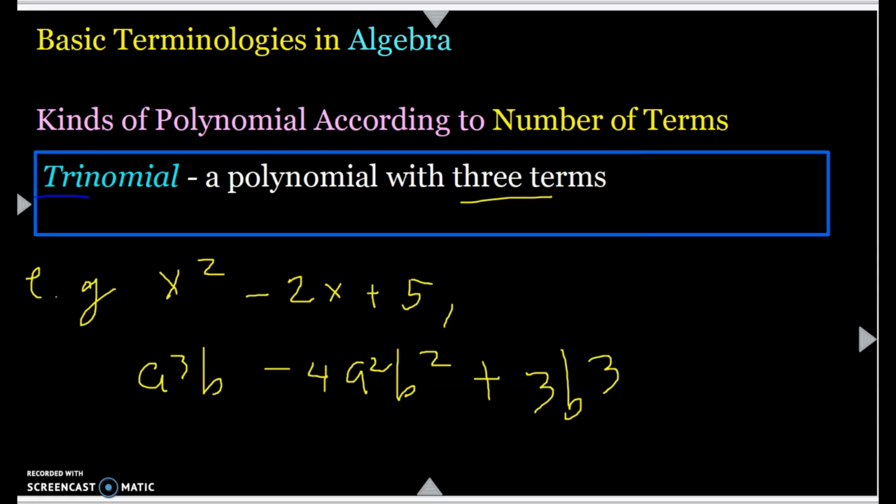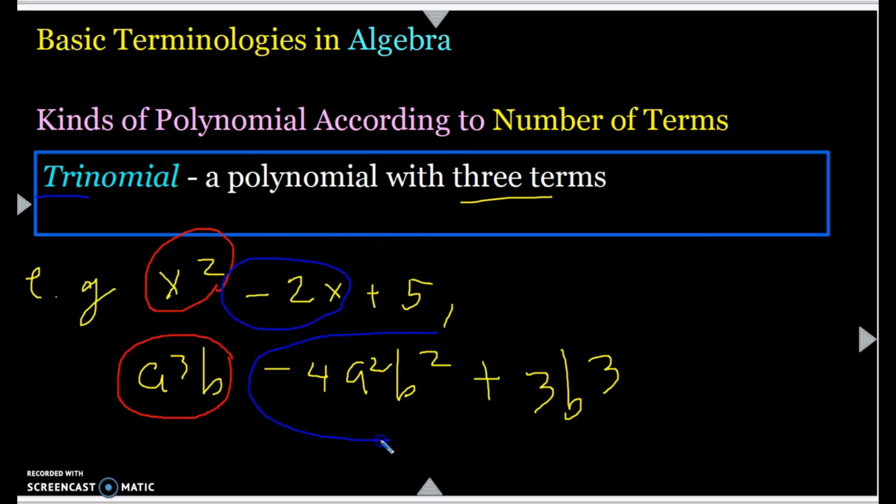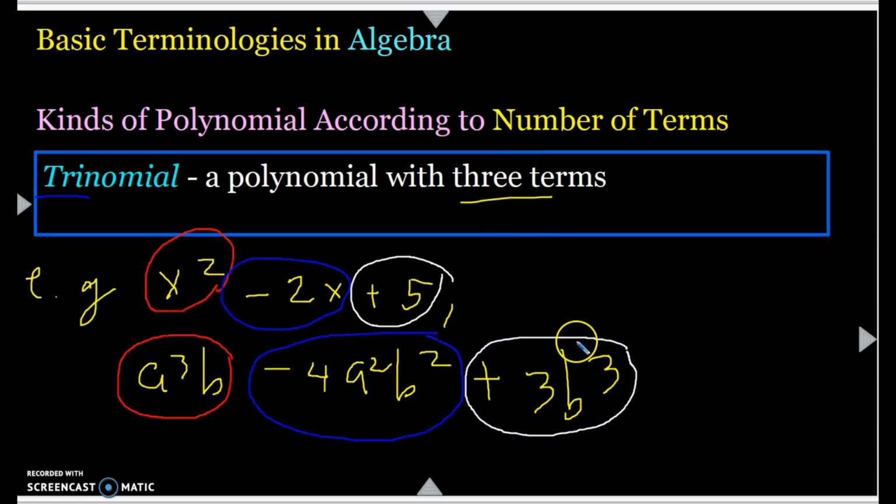So there must be 3 terms only in the given expression. And let's identify the terms. In the first expression, our polynomial, we have x squared, and a cube b in the second. The second terms are negative 2x in the first expression and negative 4a squared b squared in the second expression. And last but not the least, the third term in the first polynomial is 5 or positive 5. And in the second polynomial it is 3b cubed or positive 3b cubed. And there you have trinomials.